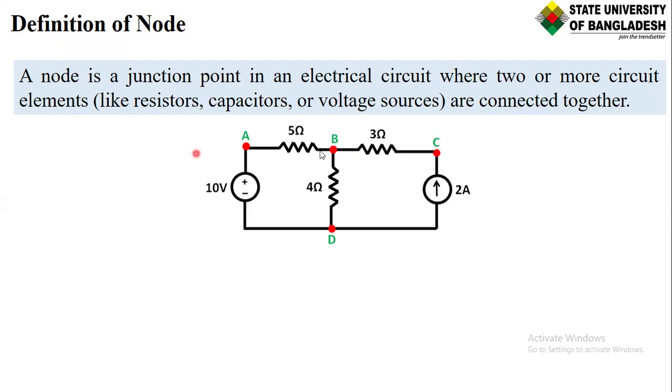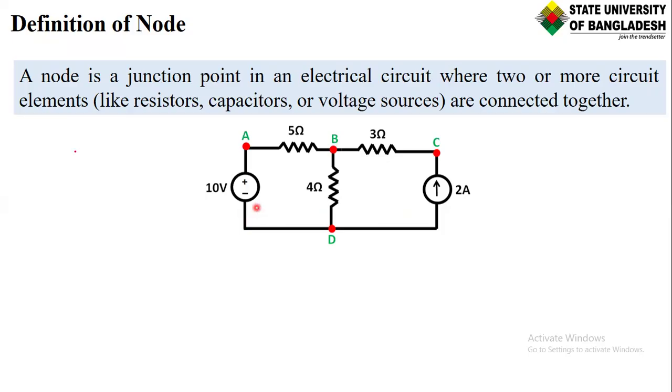So here A, B, and C, since there are multiple branches or elements connected together, two or more branches connected together, this point creates a junction, and that junction is known as a node. Here you can see that only the D point is marked. Why? Because here the 10 volt source, the 4 ohm resistor, and the 2 ampere current source's end part are connected with the 4 ohm. So here all of them are connected.